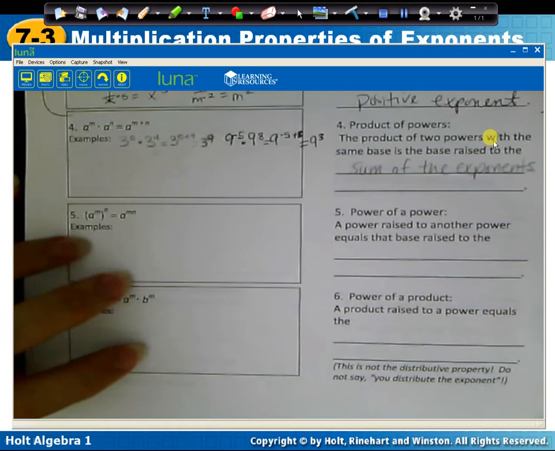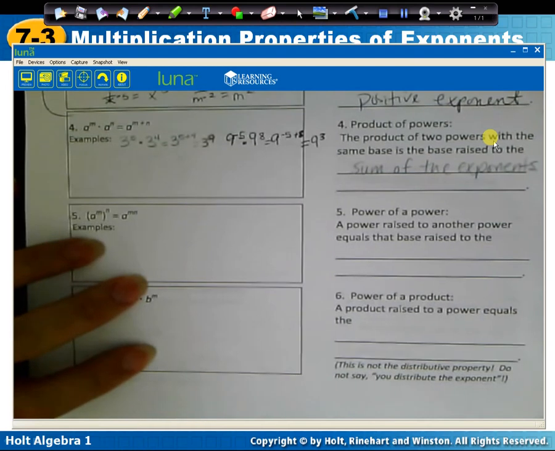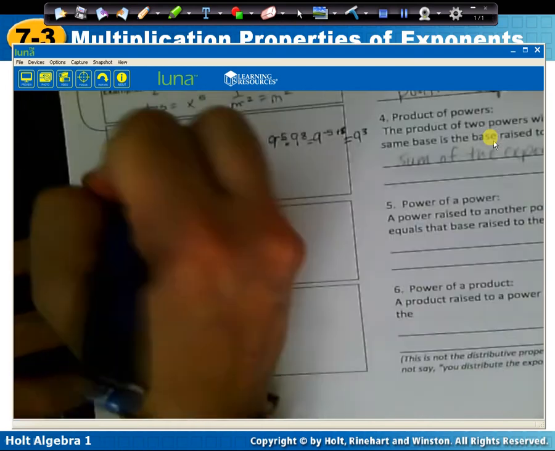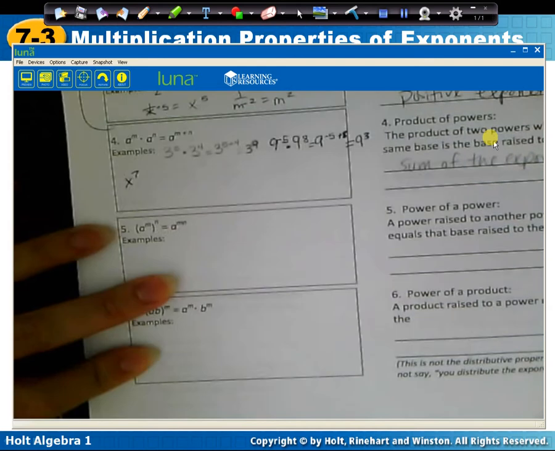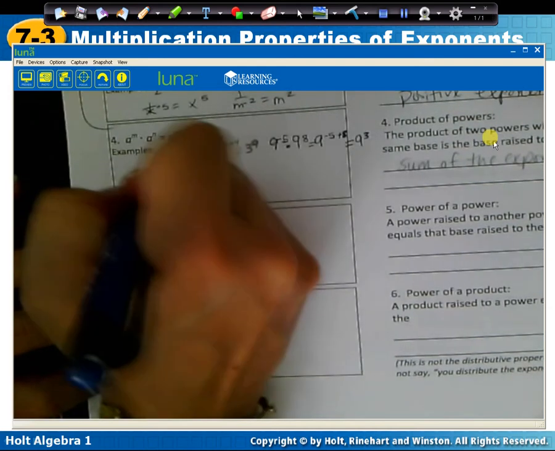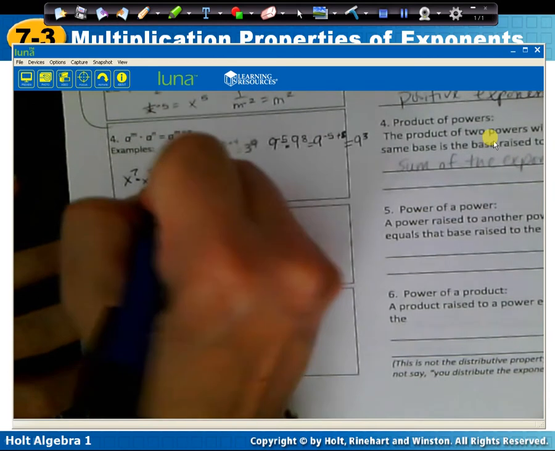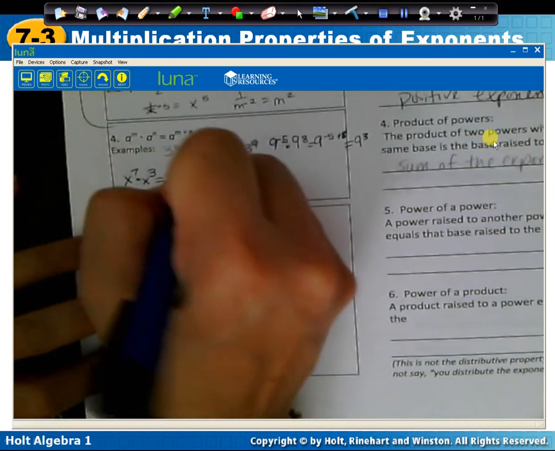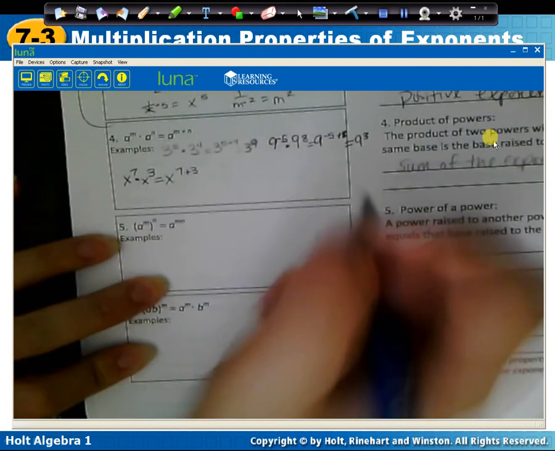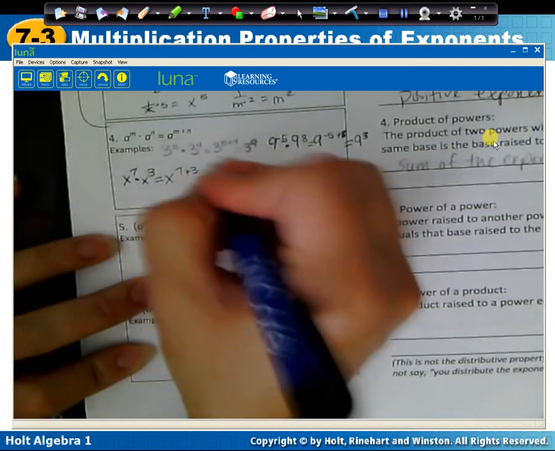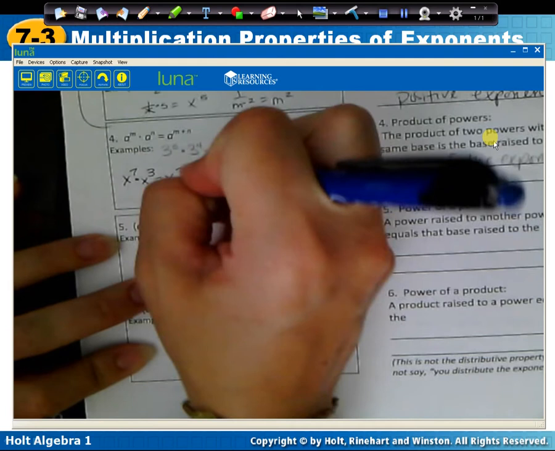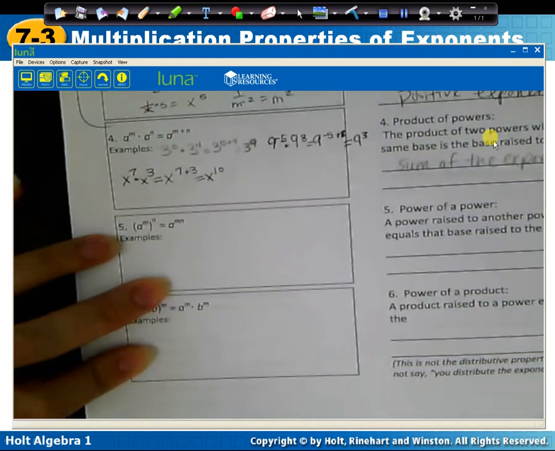Now we're going to look at some examples with variables. You need to write these down as well. If I have x to the 7 times x to the 3, that equals x to the 7 plus 3. And when I add 7 plus 3, that gives me x to the 10. So x to the 10th power.